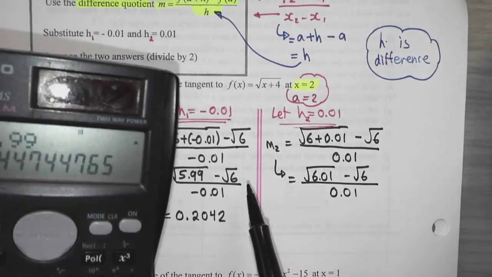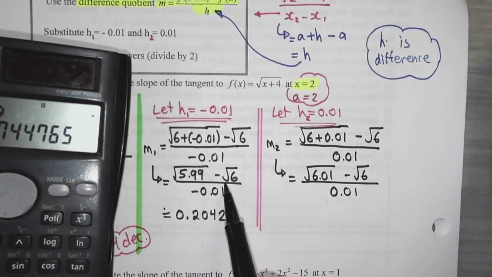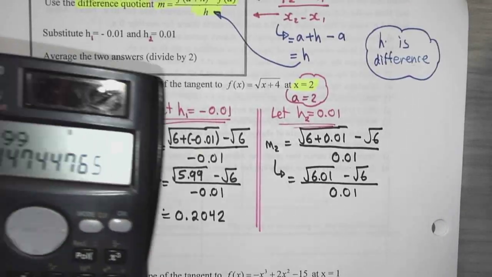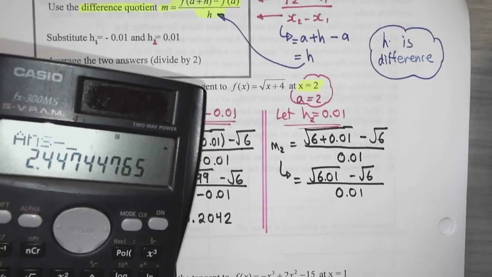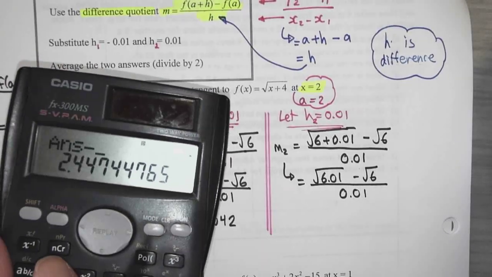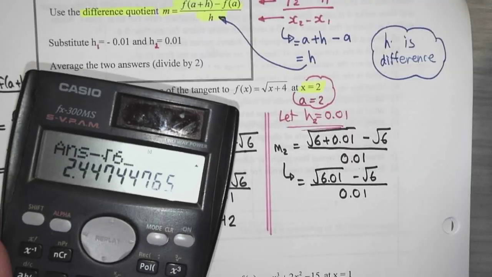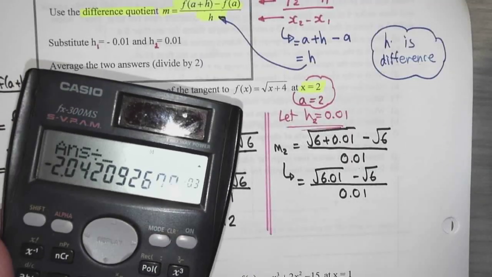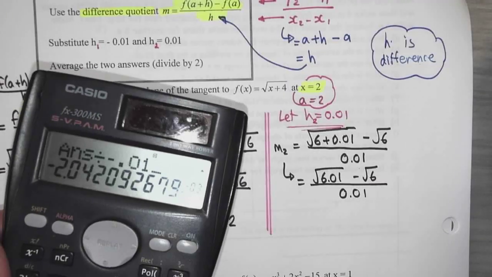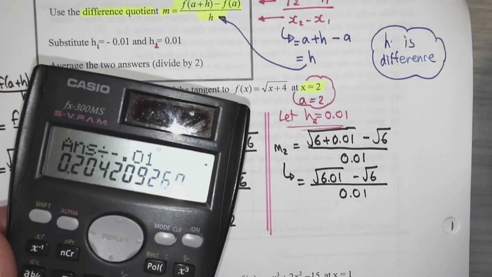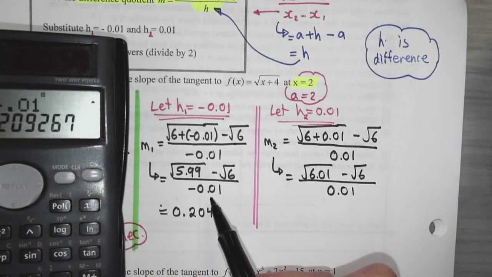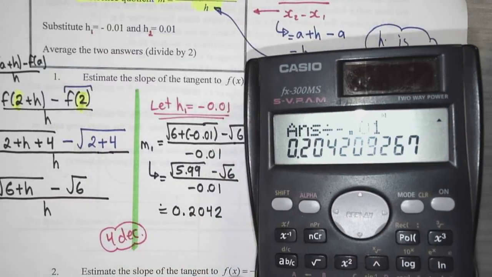Do the full top, right? I just subtracted it and divided it all at once. Try to minimize the number of times you have to copy out a gazillion decimal places. So I did root 5.99 minus root 6, and right away I put divided by negative 0.01. So I did it all at once, and then I got 0.2042. So I did this minus this divided by that. Sorry, I didn't show you on my calculator. I did it all at once.